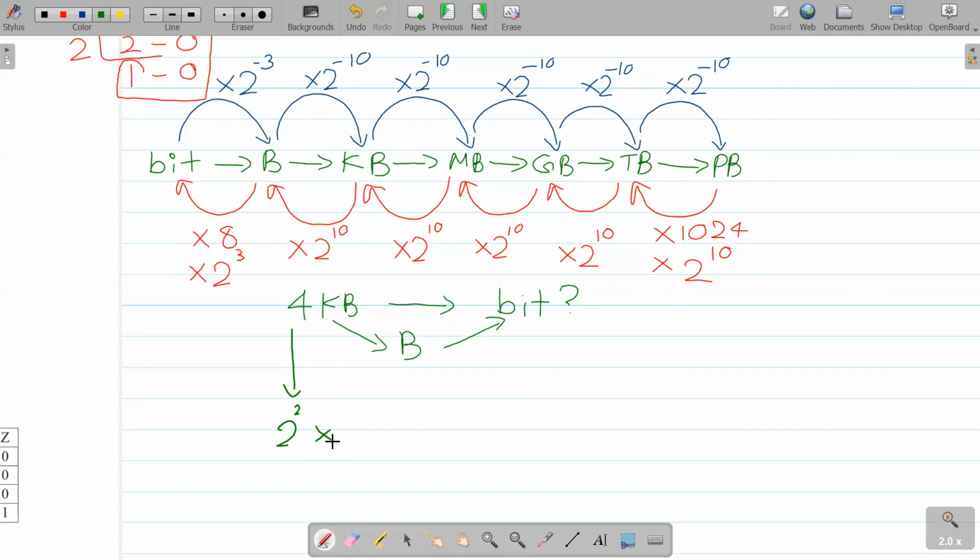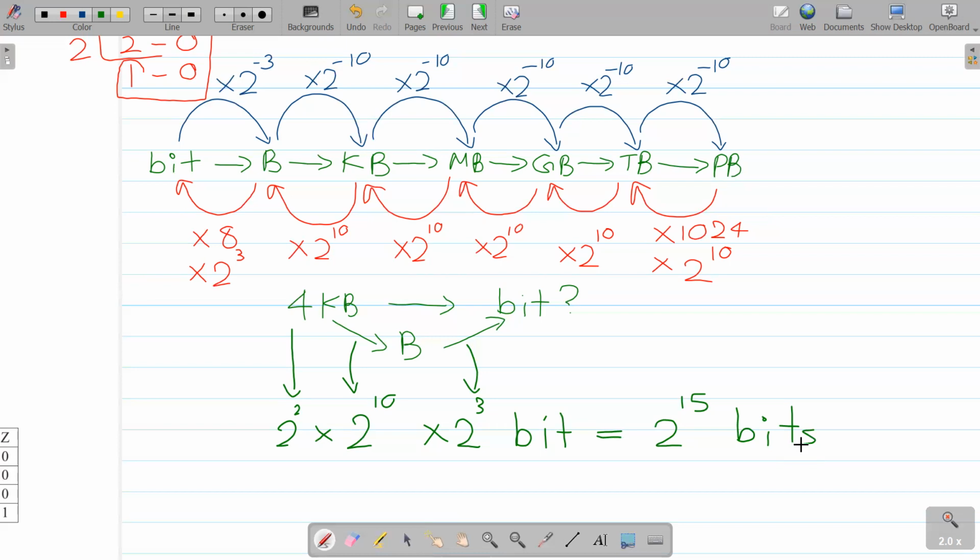And then from kilobyte to byte conversion, I need 2 to the power 10. I can refer to it from the chart. And from byte to bit, I need 2 to the power 3. So this gives you the value in bits. Once we sum that up together, it's going to be 2 to the power 15 bits. Right? So it's simple.